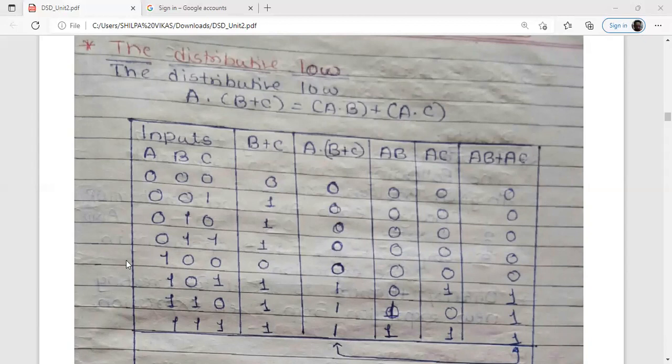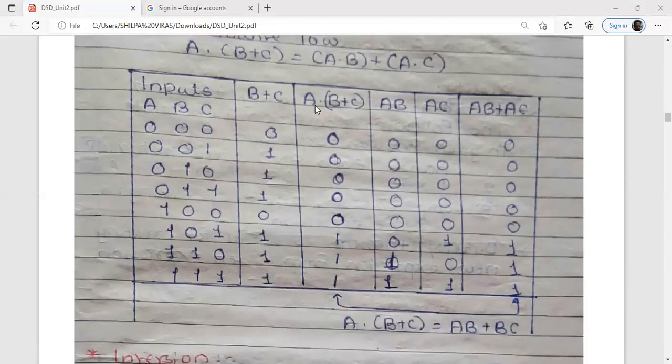Then here, as we know, B plus C value is 0. So again, 0 multiplied by 1, I am getting the value 0. And only 3 times, when A's value is 1 and B plus C value is also 1, we are getting output 1. So this is the output for A dot (B plus C).